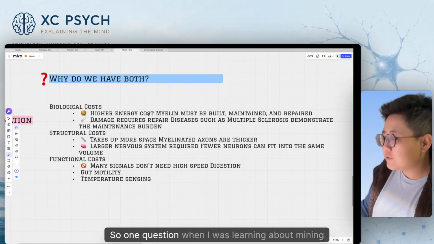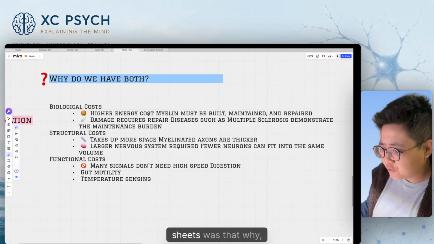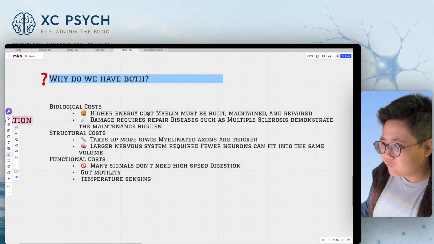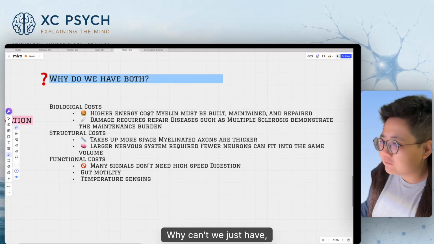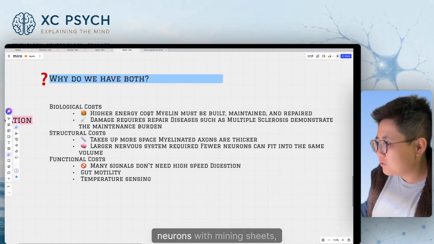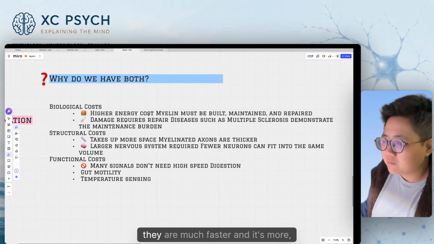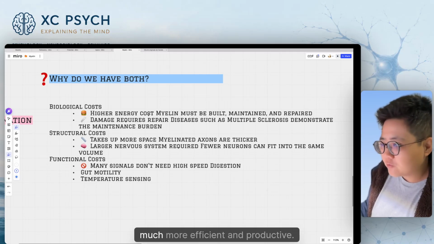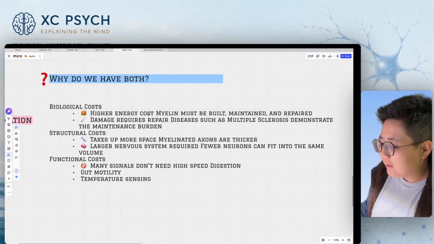So one question when I was learning about myelin sheaths was, why do we have both? Why can't we just have all the neurons with myelin sheaths? They are much faster and it's much more efficient and productive.